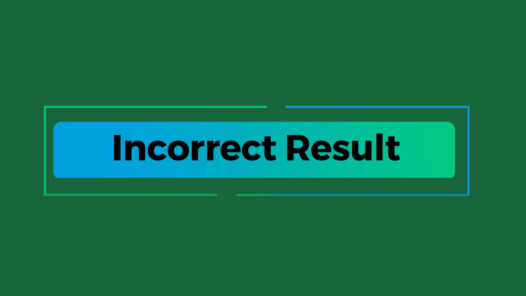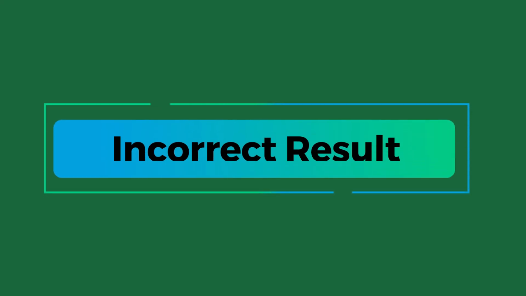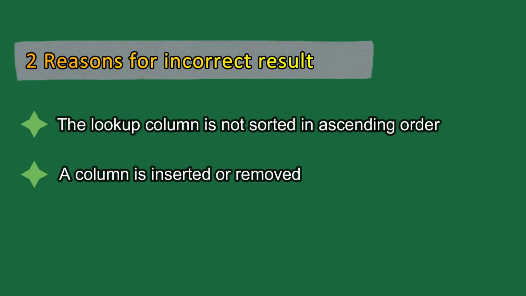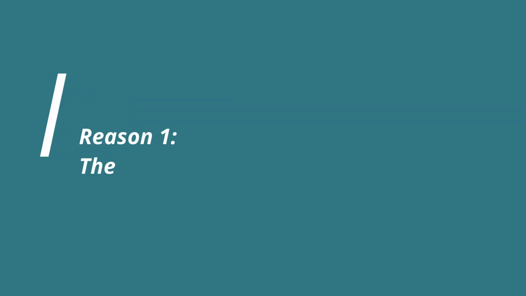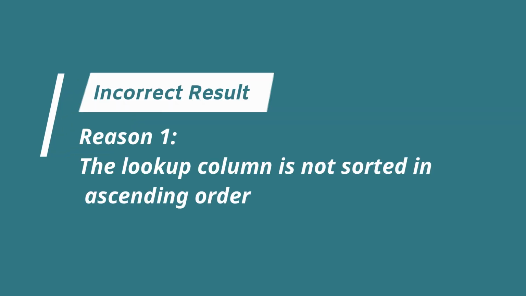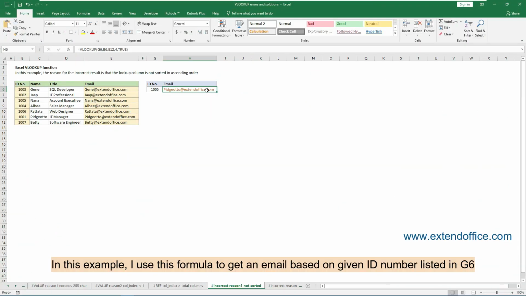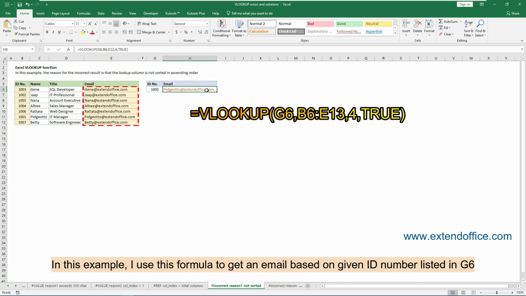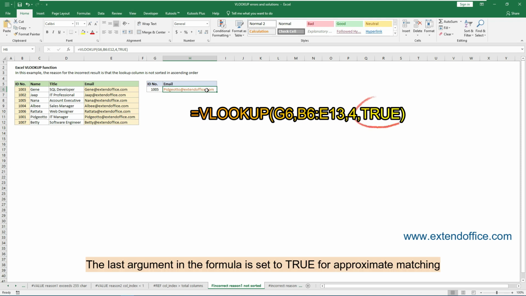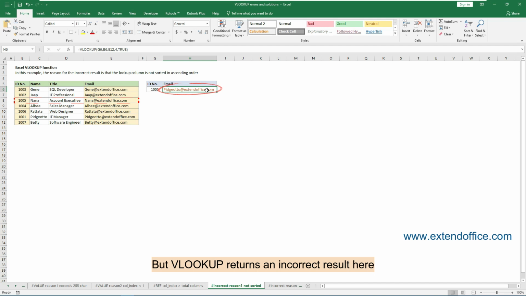Now we come to the last error section: VLOOKUP returns incorrect result. This part includes two reasons why VLOOKUP may return incorrect result. Let's start with the first reason. In this example, I use this formula to get an email based on given ID number listed in G6. The last argument in the formula is set to TRUE for approximate matching. But VLOOKUP returns an incorrect result here.